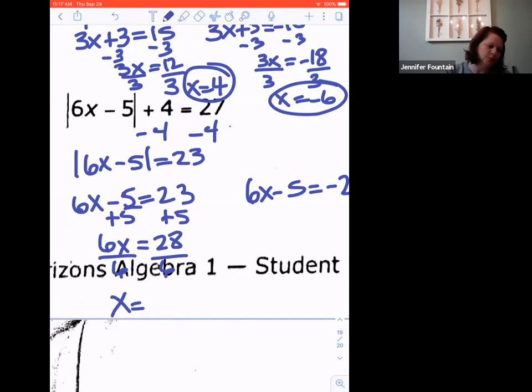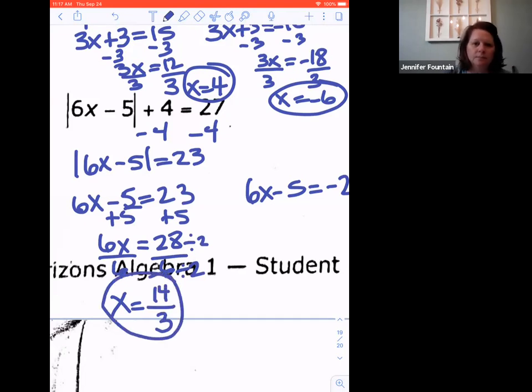6 will not divide into 28 evenly, so I go ahead and reduce. 28 divided by 2, 6 divided by 2. So I end up with 14 over 3 is my positive solution.